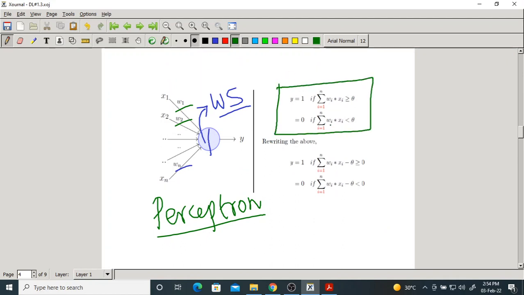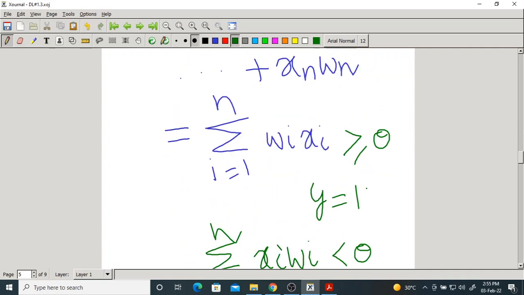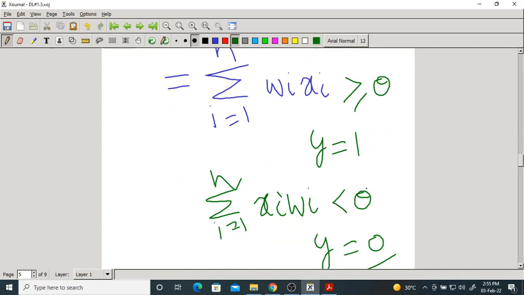So we are taking the weighted sum. Now I am rewriting the above equation. I am taking theta inside the summation, which I can do because it is independent of the subscript i. So this is greater than 0, and this is less than 0. If you take theta to the other side, minus theta, this becomes 0.